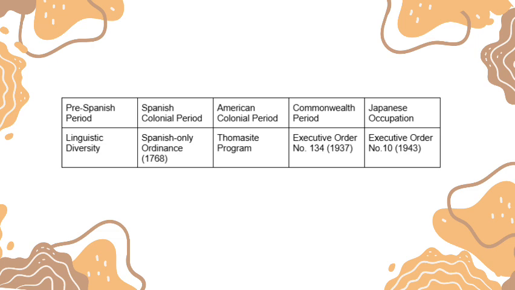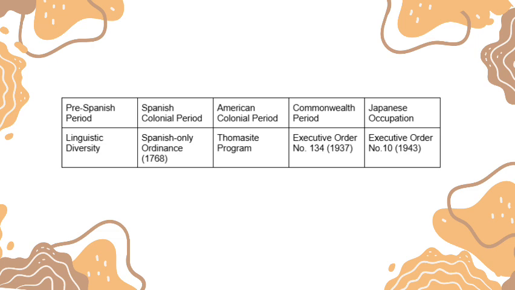Next is the Japanese occupation. So the policy that it has is the Japanese sought to diminish American influence by promoting Japanese language and culture while suppressing the English language. So Executive Order number 10 utilized the Filipino language for certain subjects in school, but we must also remember that the overall emphasis was on the Japanese language and culture.